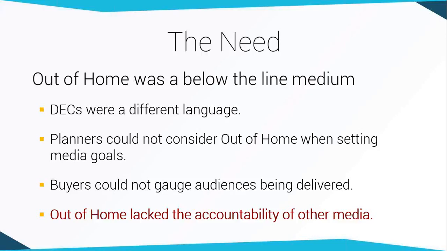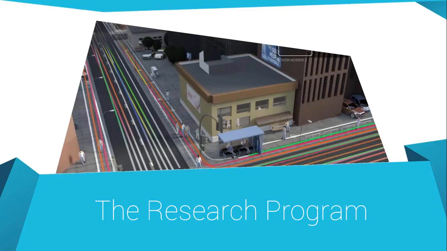So buyers couldn't gauge audiences being delivered. And ultimately, out-of-home lacked the accountability of other media. It's not just a question of how are guys and gals in New York doing national planning. It's also a question of, on the very local side, simply not being able to describe in any sort of detail the people that are viewing advertising and how they could work for any business that's purchasing advertising. So a rating system was needed here.